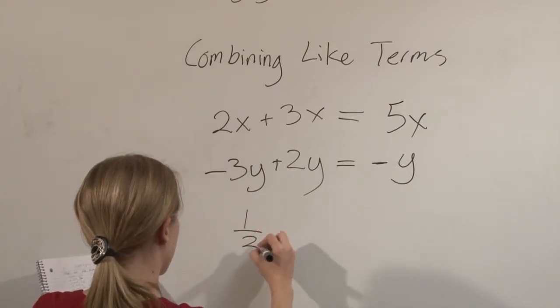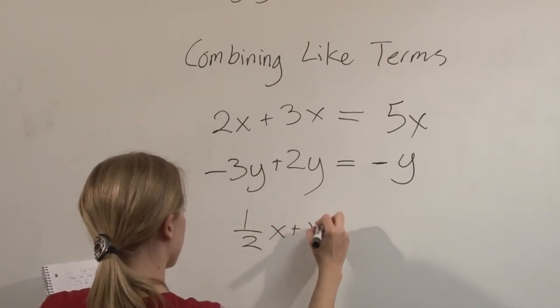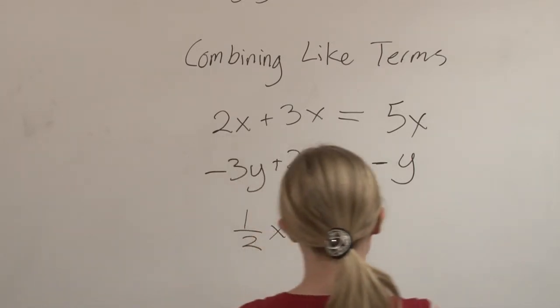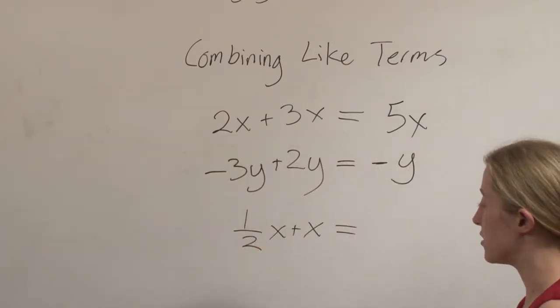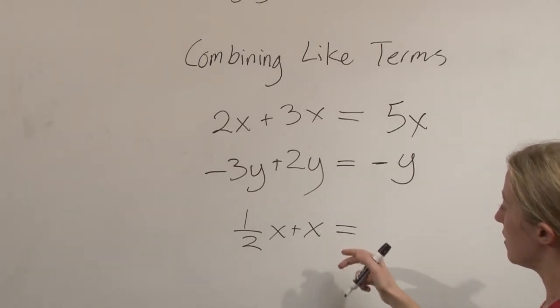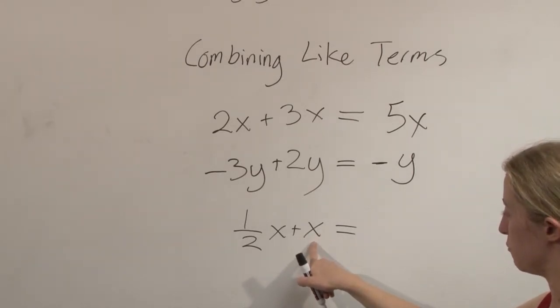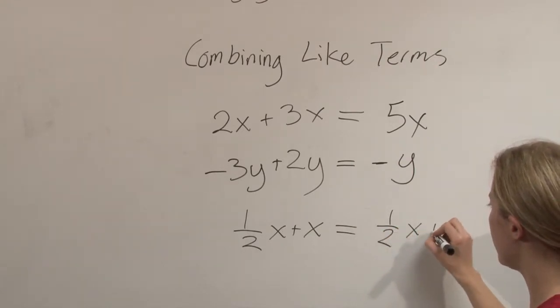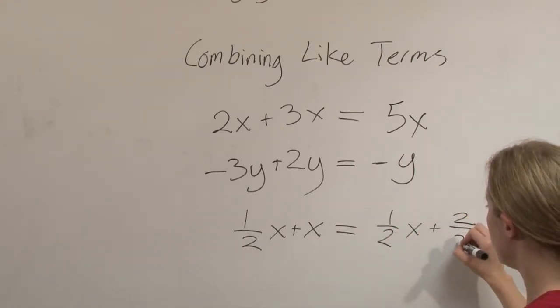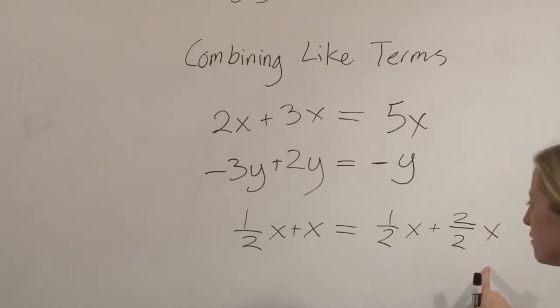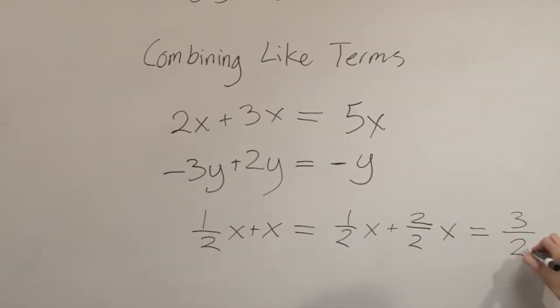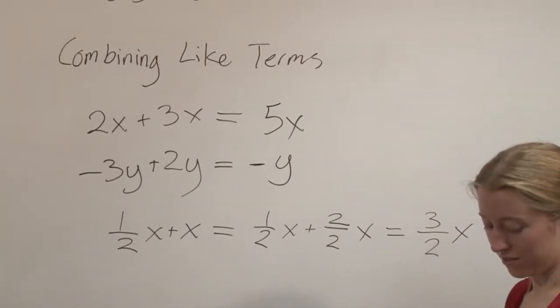If I had 1/2 x plus x, I could add it the same way, so that you would add fractions without variables. So that's like having a coefficient of 1 because there's only one x there. So I could rewrite that as 2/2 x, because that means the same thing as 1x. So then I would combine the numerators and get 3/2 x.